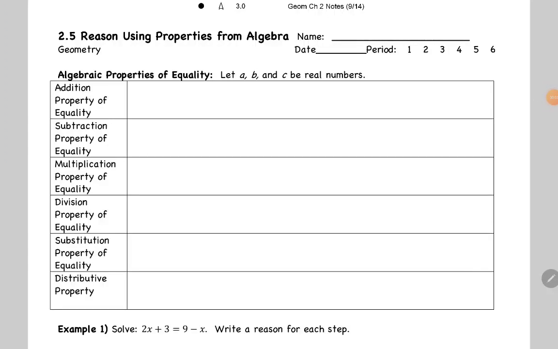In geometry, we're going to be reasoning using properties from algebra. So we're going into that proofs thing. We're going to start off easy using some algebra problems.